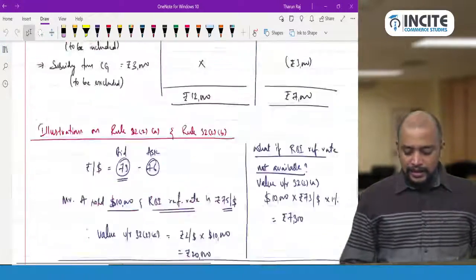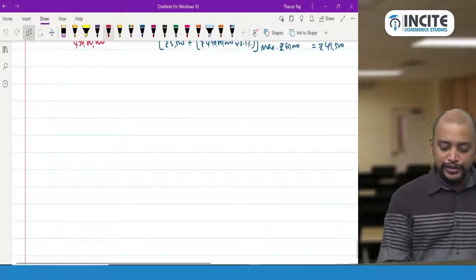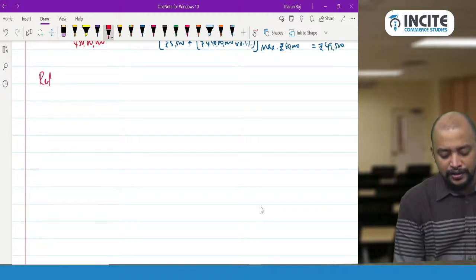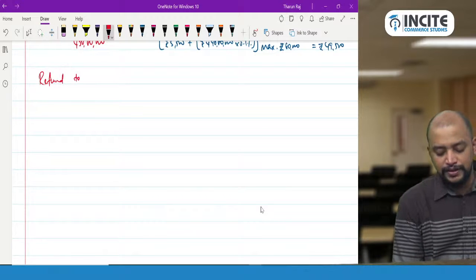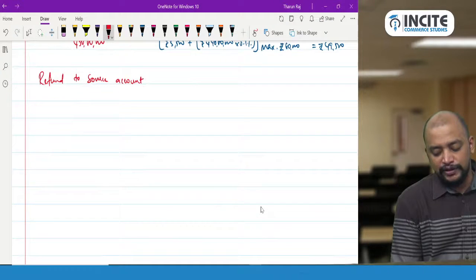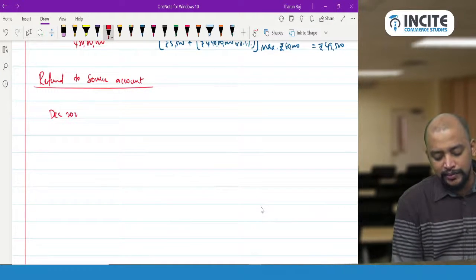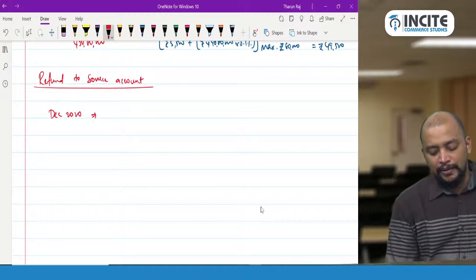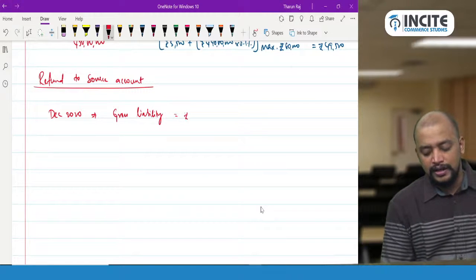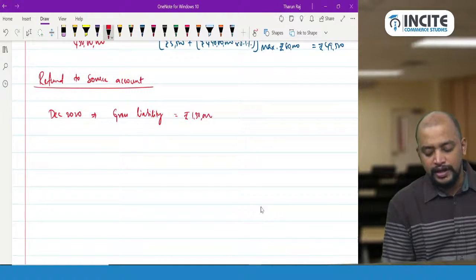Refund to the source account. What is that refund to source account? For example, for a particular month, say December 2020, my gross liability is 1,50,000.